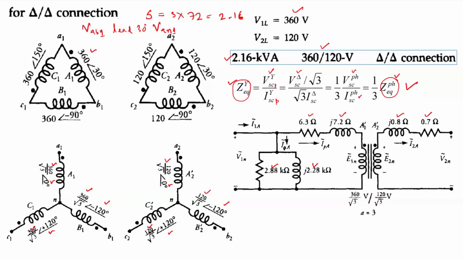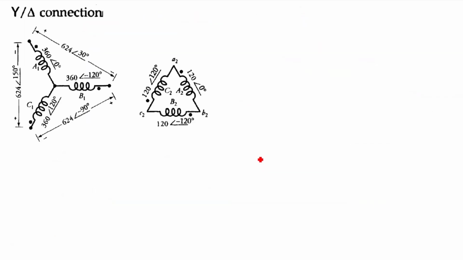Okay. Now for your star delta connection, this is all delta connection. So for star delta connection, what will happen? You can see here your line voltage will change, right? Because it is in the star connection, so your line voltage will change. It will become 624, 624, 624, and the phase angle also will change, 30, minus 90 and 150.